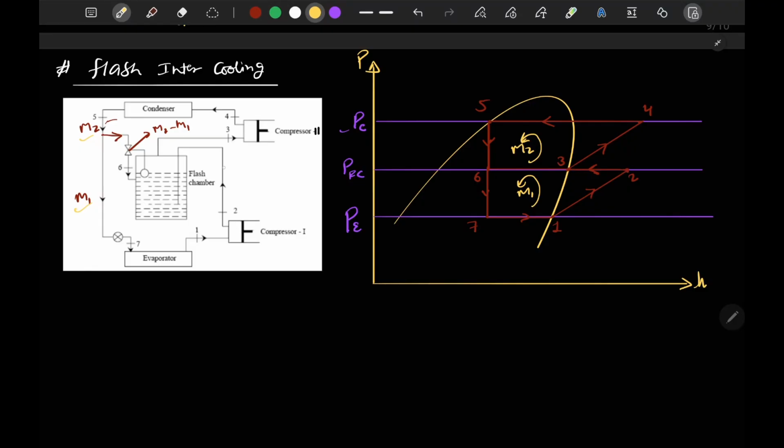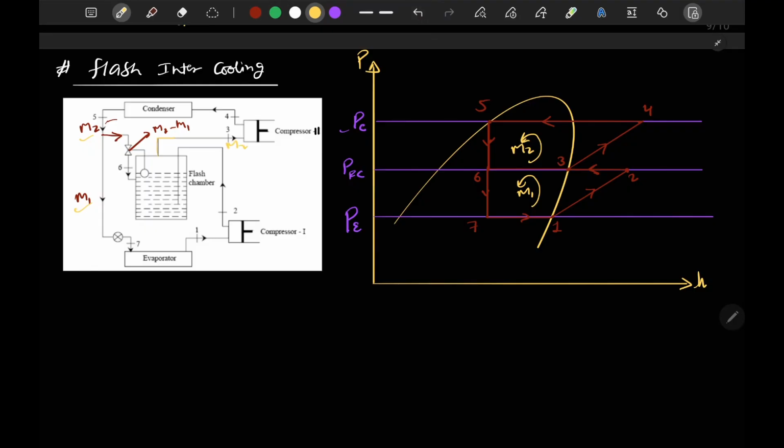Now this M1 is also sent to our flash chamber, okay, that is point 3, sorry, not point 3, that is entered into flash chamber. Now if we talk about the exit, then this exit is also M2, although it will be M2 minus M1 entering from here, plus M1 entering more from here, total will be again M2.